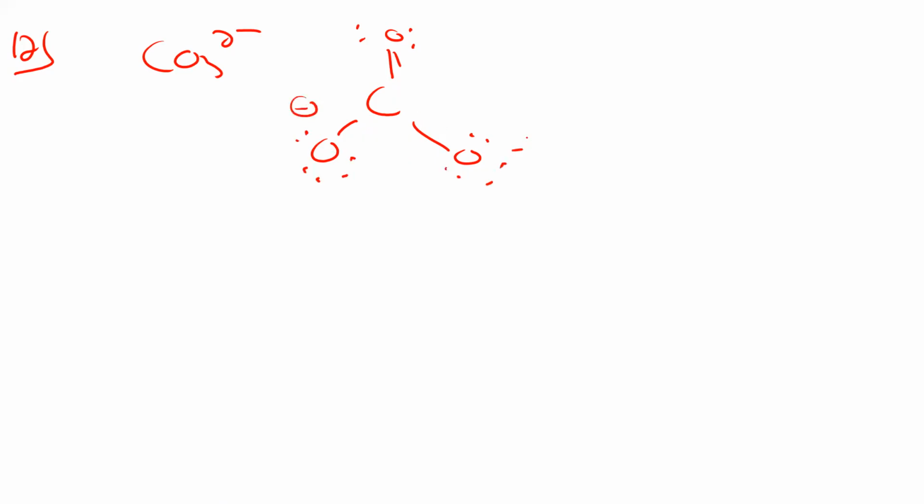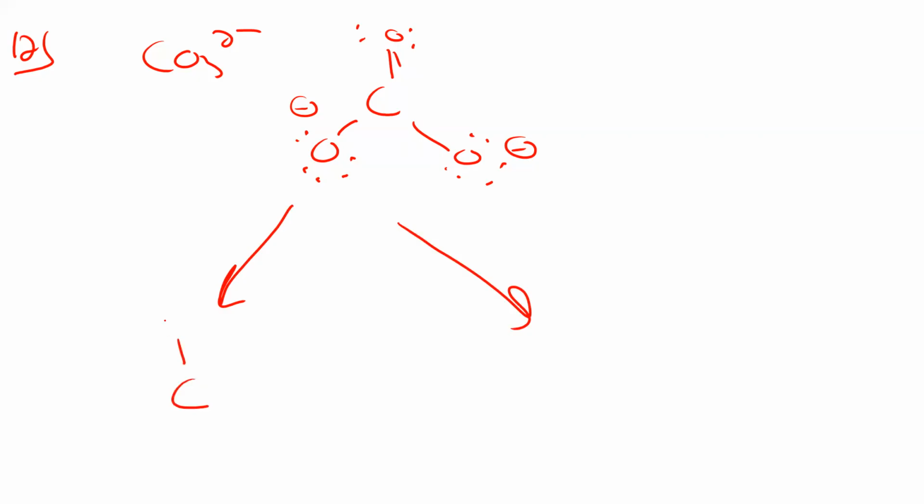-1, -1. So the other 2 resonance structures would just be moving this double bond around. So I won't have that line. But we're going to have 2 more resonance structures. You're just going to move that double bond around.